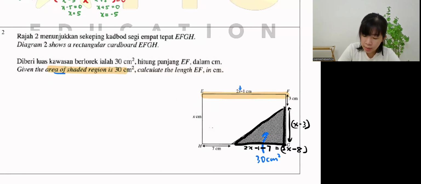So they say area of shaded region is a triangle. Don't forget about the 1/2 triangle. Okay, the base is 2x minus 8. The height is x minus 3. 1/2 times base times height equals to 30.